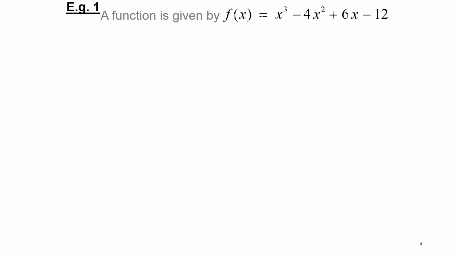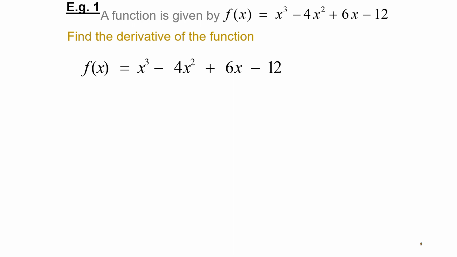A function is given by x cubed minus 4x squared plus 6x minus 12. Find the derivative of this function. So if you have to differentiate this function, this is how you're going to differentiate. So I have just rewritten it. You are going to differentiate term by term. So differentiate this, differentiate this, differentiate this, and differentiate this.